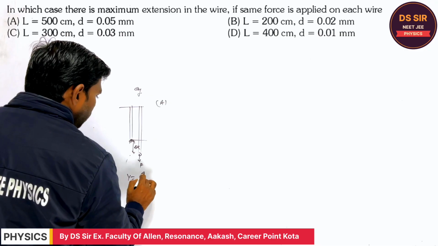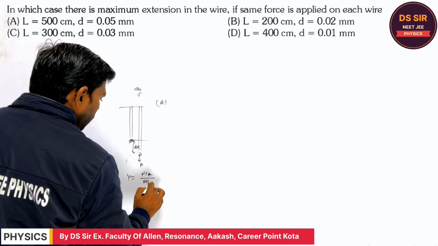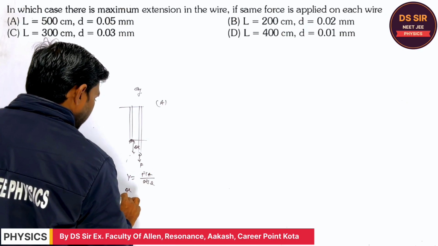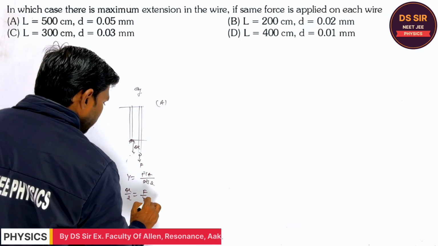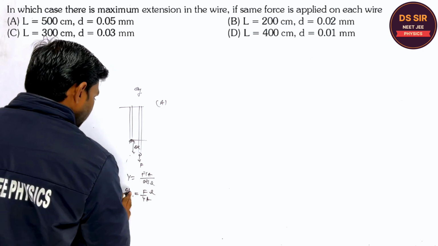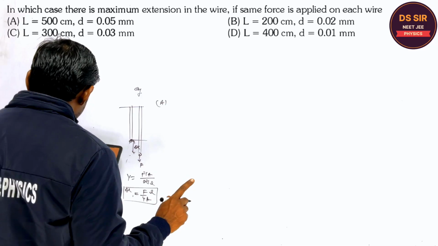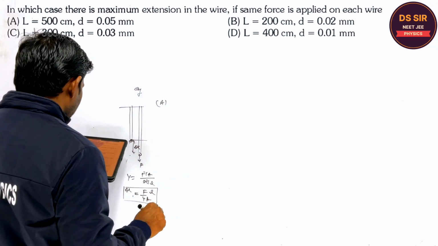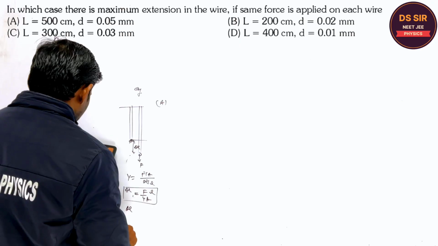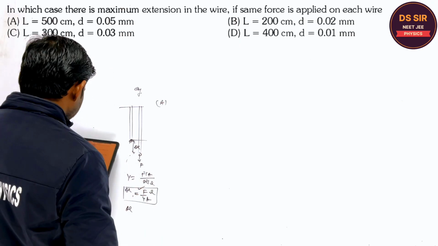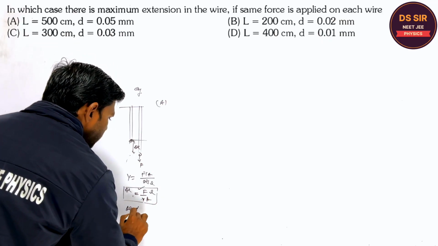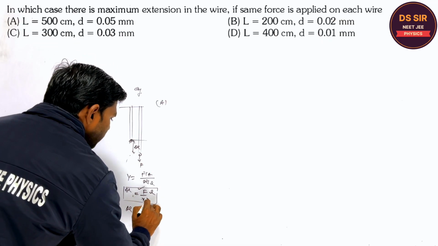So the Young modulus is what? Stress upon strain, delta L upon L, right? And elongation delta L upon L is equal to F upon Y into A. So therefore delta L is equal to F L upon Y A. So the elongation on each wire will be the same if the force and Young modulus are the same. So elongation depends upon what? The force is same, the length is different, and Young modulus is same. So elongation depends upon the length of the wire, right?